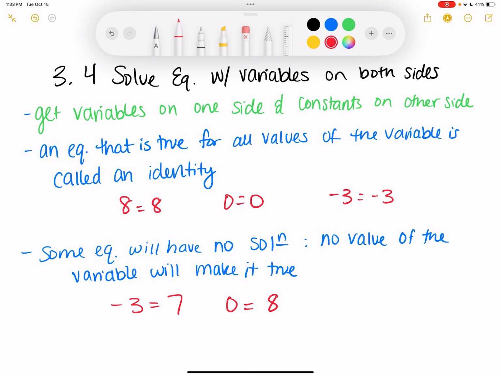So some of our problems today will potentially be an identity or no solution, and so you'll have to state what it is. If we get to something that's like 8 equals 8, then you need to say your answer is that it's an identity. If it's something like -3 equals 7, then you need to say no solution. That's how you get the answer completely right.